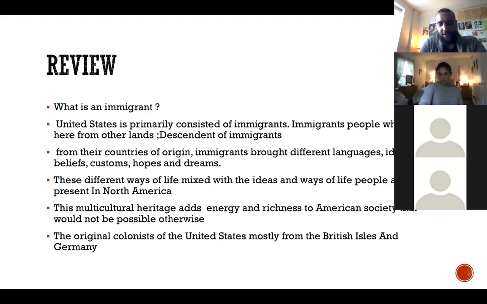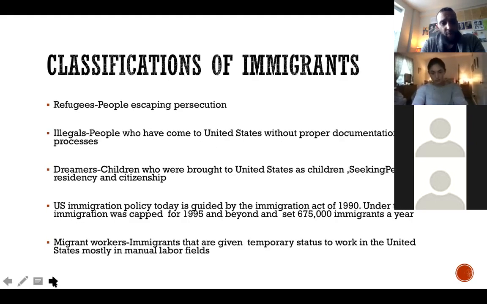The First Amendment gives us the right to free speech. It gives us the right to assembly. It also gives us the right to religion. So immigrants are just people who are coming here from somewhere else, and they're bringing their ideas. So this leads to a multicultural heritage that adds energy and richness to American society that would not be possible otherwise. Most of the original colonists of the United States were mostly from the British Isles and Germany. So they were from Europe. So that's a little bit of review.